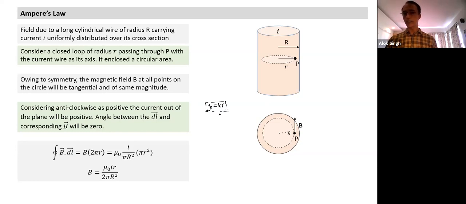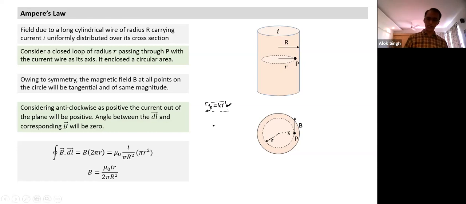How do we calculate the current enclosed in a loop? In that case, I have to calculate the current enclosed within a radius equal to r. Since the current density is changing with radius, I have to take a circular ring. Some of you can try this. Maybe in the afternoon, if you're not able to solve it, we'll go through this question as well.